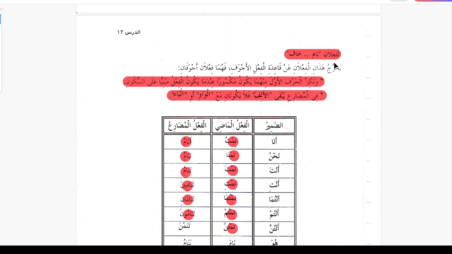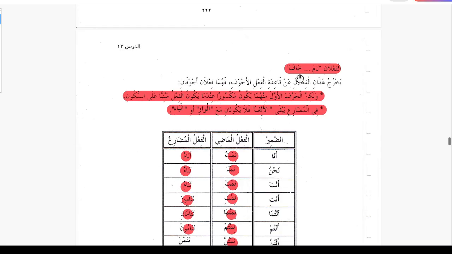And nama, these two verbs, nama and khafa, yakhruju hazanil failani and qaidatul fail ajwaf. These two verbs are part of the same group, fail ajwaf. Walakinna, harful awwalu minhuma yakunu maksuran indama yakunul fail mabni ala sukun. Fail mudare yabki alif wala yakunani ma alif wa alwaw or alya. So these two verbs conjugate slightly differently.